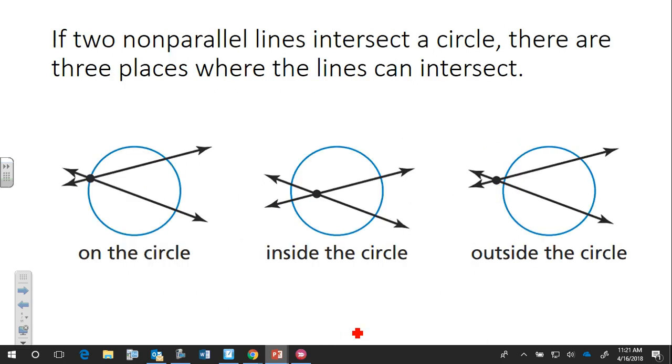This is not on your paper, but I want to explain how we can intersect using secants or tangents or chords. If we have two secants that are crossing through our circle, we have three ways that we can intersect those secants. One is inside the circle, one is on the circle, and one is outside the circle. So far, so good? They can cross outside the circle, inside the circle, or on the circle itself.